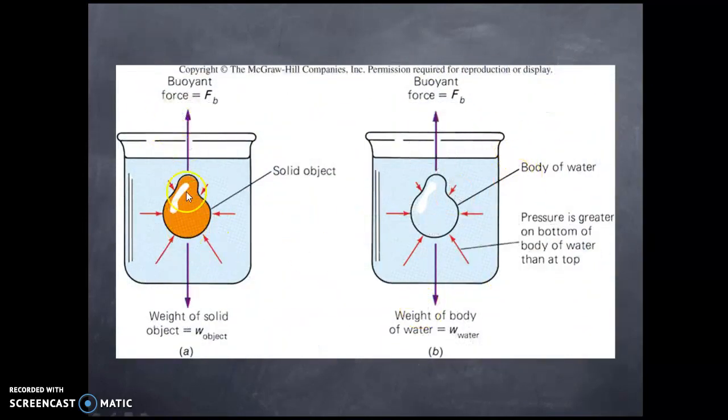So if you are trying to immerse this object right here, the weight of this object is always working downward, and whatever this weight is, an equivalent force would work as a buoyant force, which will try to make this go up, or go a little bit higher. And the pressure is greater at the bottom of the body than at the top. Whatever the pressure right here is higher, that's why it will be pushing it up.